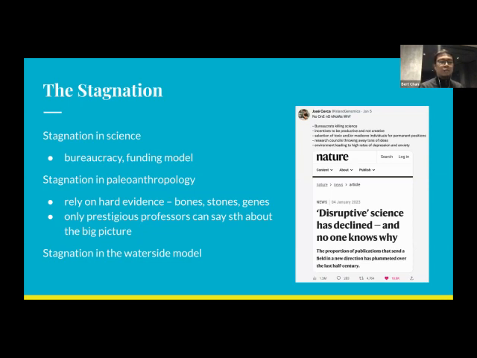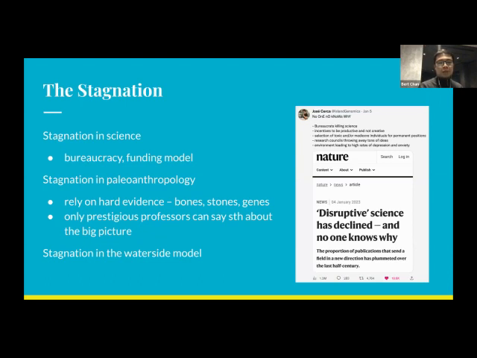And some also argue that there's stagnation in paleoanthropology, maybe because the professionals usually rely on hard evidence, like fossil evidence, stone tools, and genetic evidence. And it's not always easy to gather this information.